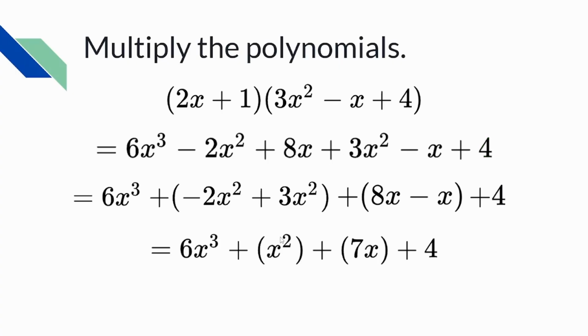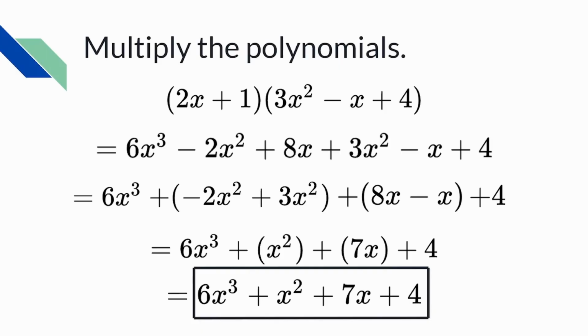Cleaning up the stuff in parentheses, right, we have negative 2x squared plus 3x squared. That's 1x squared, right? Remember, algebra is about seeing what's not there, right? There's an invisible 1 as a coefficient in front of this x squared here, all right? 8x minus x, that's just 7x. So we almost have what we want. We just need to get rid of these unnecessary parentheses at this point. So our answer is 6x cubed plus x squared plus 7x plus 4.